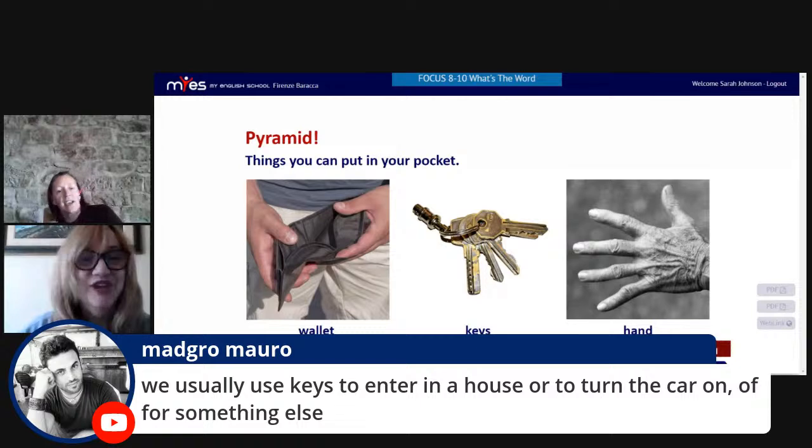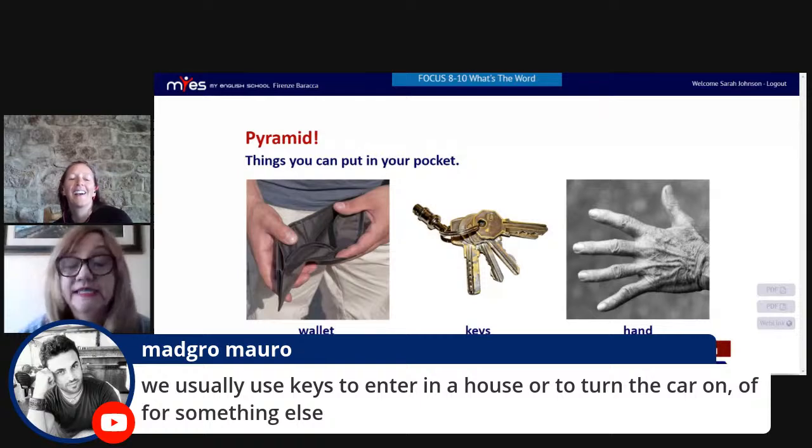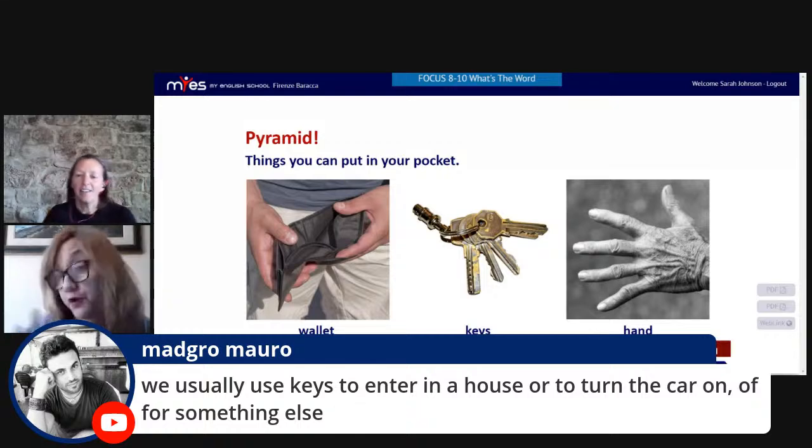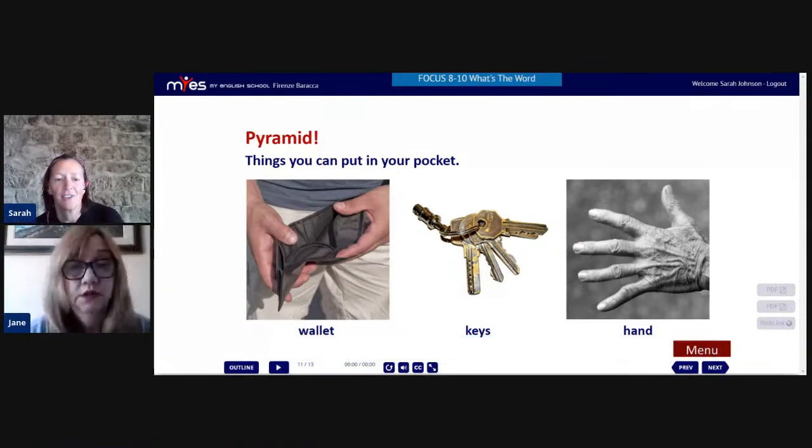Oh, and we usually use keys. Look, we usually use keys to enter a house or to turn the car on, or for something else. Okay, the point is that we're not supposed to use the word. We're trying to make a description without using the word. But very good, very good.